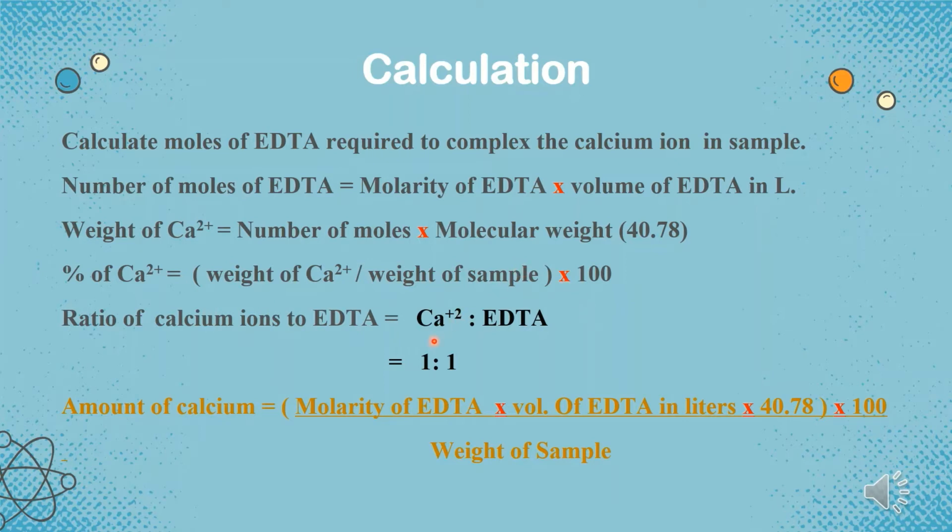So the complete formula for the amount of calcium in this sample is given as molarity of EDTA into volume of EDTA multiplied by 40.78, that is the molecular weight, and it is then multiplied by 100 and divided by sample weight.